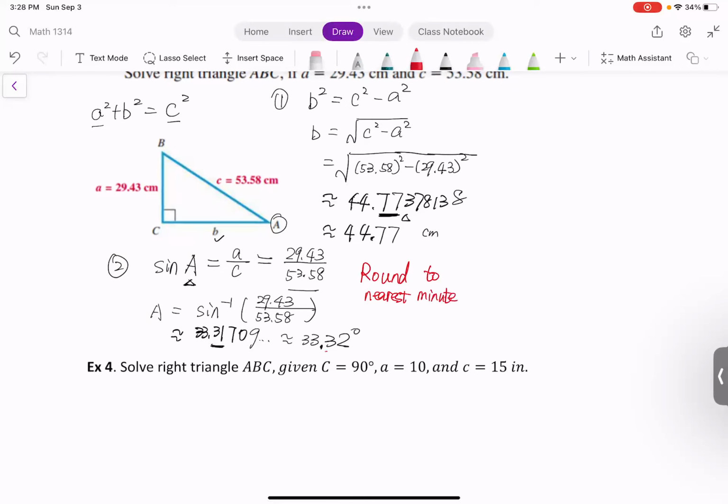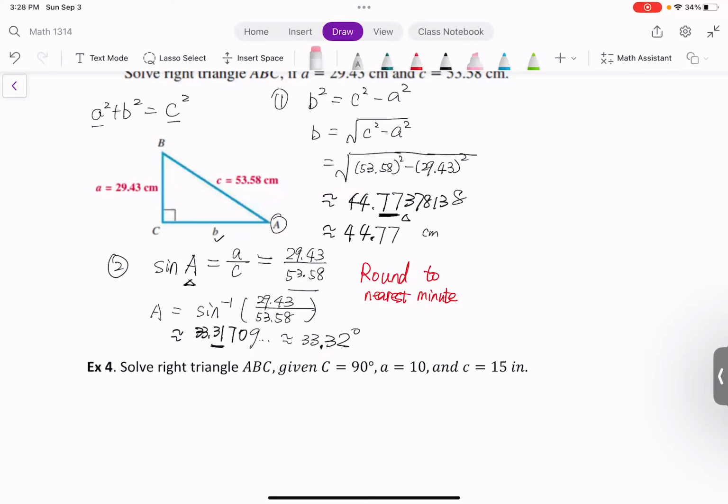That means I cannot stop here. I should convert it to the DMS mode. That means I do not need to have the decimals in the degree part, so I need to have the minutes part. How to convert this degree mode to the DMS, degree, minutes, second form?